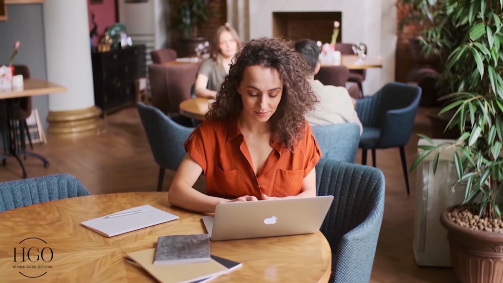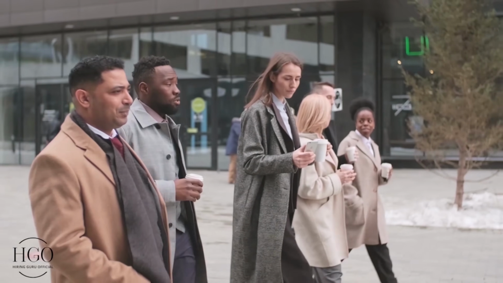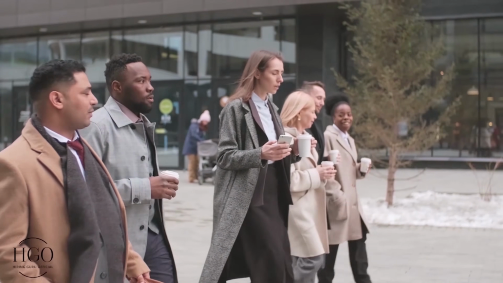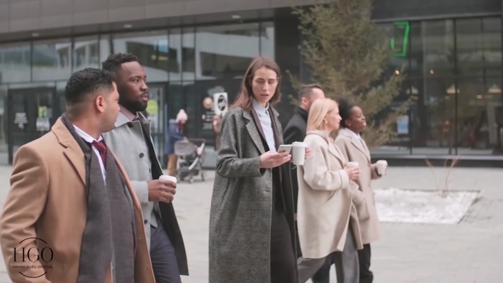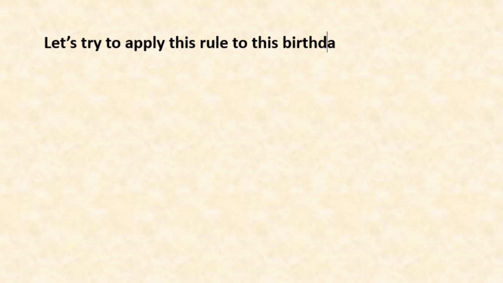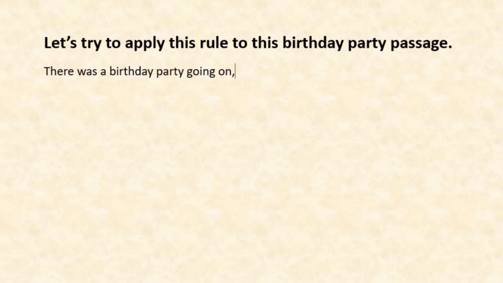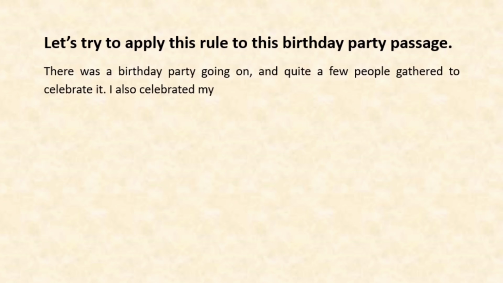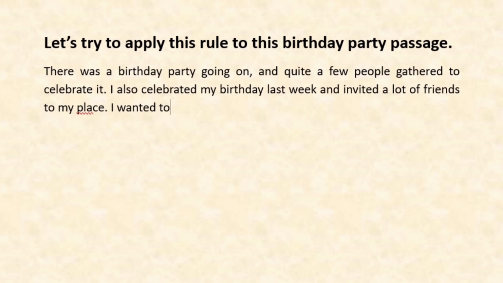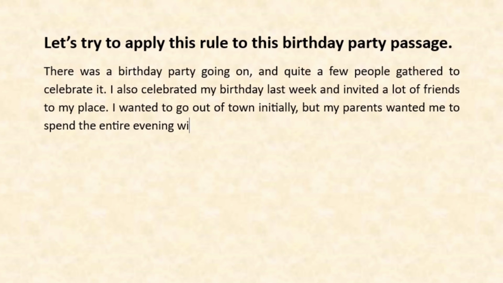Example, you can literally talk about your own birthday party and keep talking until you hear a beep sound, which is an indication to stop. Let's try to apply this rule, including your birthday party's details into it. There was a birthday party going on, and quite a few people gathered to celebrate it. I also celebrated my birthday last week and invited a lot of friends to my place. I wanted to go out of town initially, but my parents wanted me to spend the entire evening with them, and they advised me to call my friends at our own place.